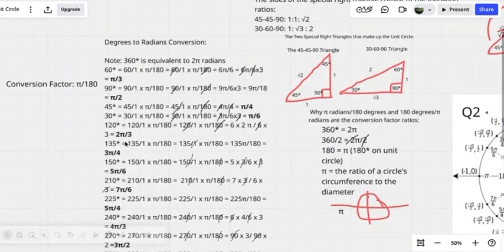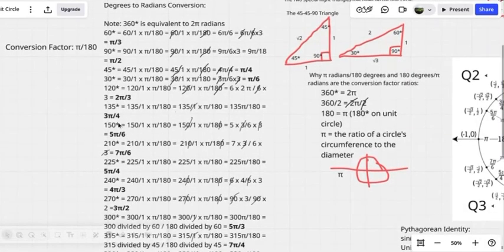Now 135 degrees, different because we don't have a 0 here. So we would just do 135 over 1 times our conversion factor, and then that's equal to 135. Cross cancel the degree symbol and the 1, and then you'd be left with 135 pi, right? Because we have pi here over 180, and then that's going to be equal to 3 pi over 4.